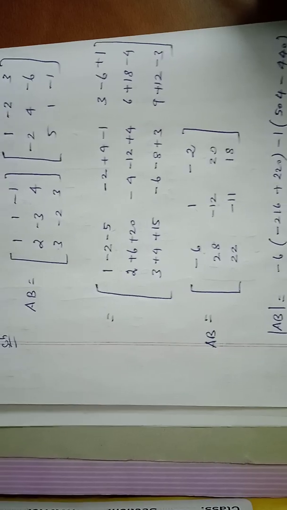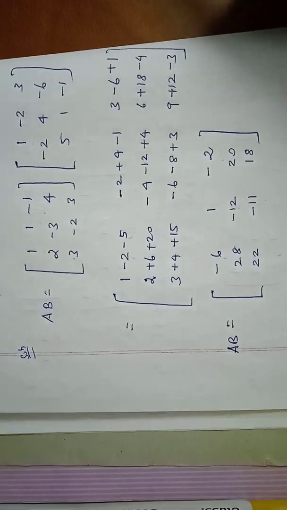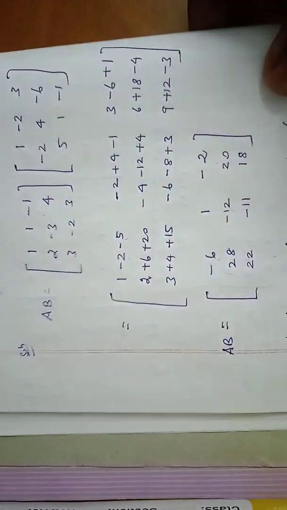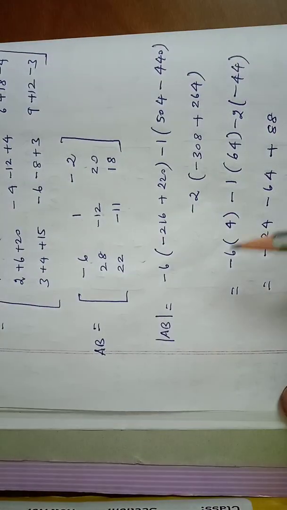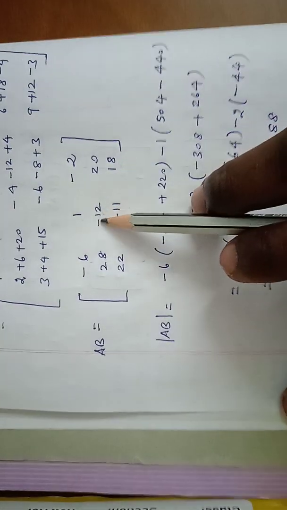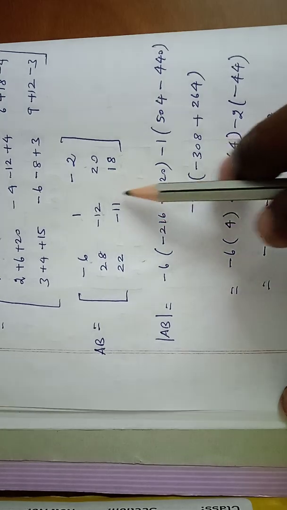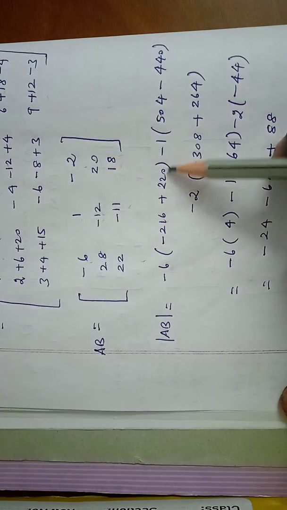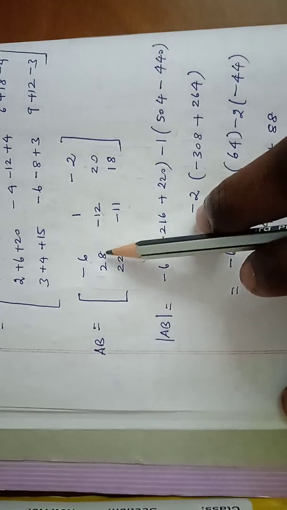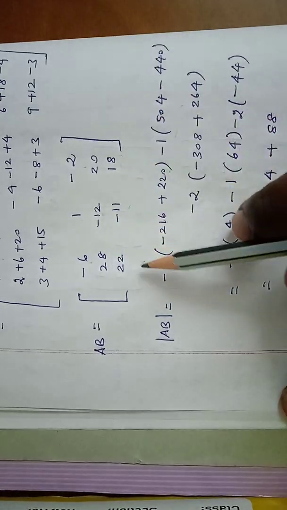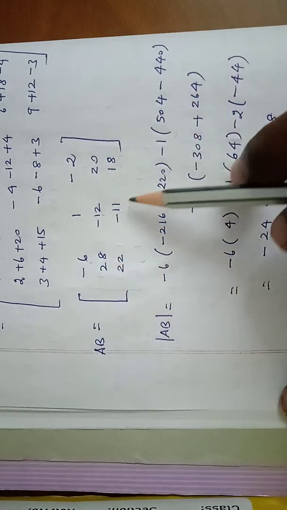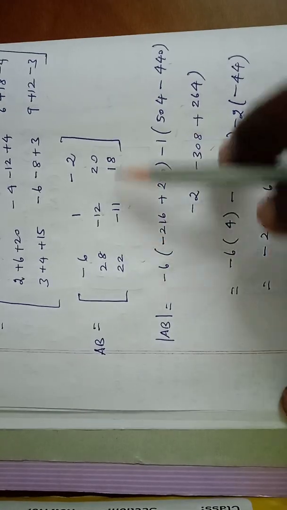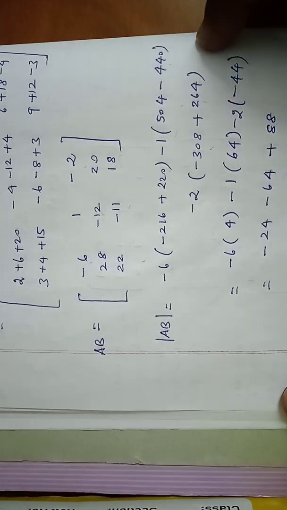So this is the value of AB. Next we have to compute the determinant of AB. Determinant of AB can be taken as minus 6, cross calculation, minus 12 into 18 is minus 2 and 6, minus 2 minus plus 220, minus 1 into 28 into 18 is 504, minus 22 into 20 is 440, minus 2 into 28 into minus 11, minus 308, again plus 264.